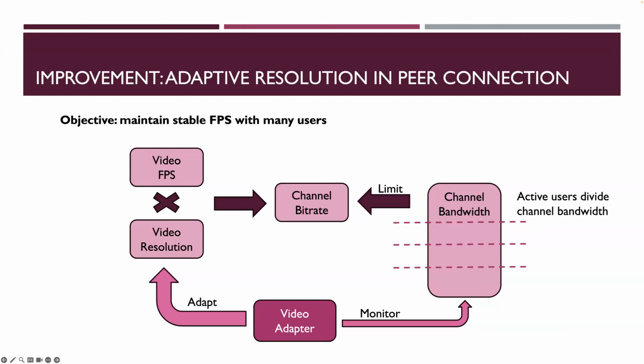video live stream. Thus, the channel bitrate, which is a product of FPS and resolution times a constant, as shown on the graph, is also limited to a small upper bound. We aim to optimize user experience by maintaining a stable FPS. Thus, we implement a video adapter which can monitor the estimated bandwidth of the current peer connection and dynamically adapt the video resolution to provide a stable FPS in the stream.